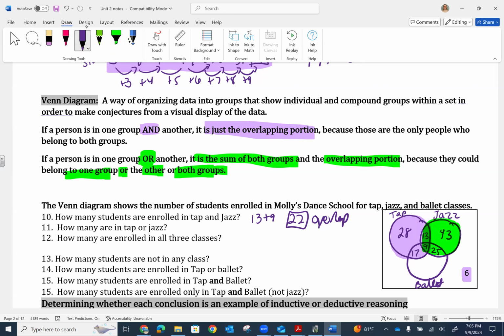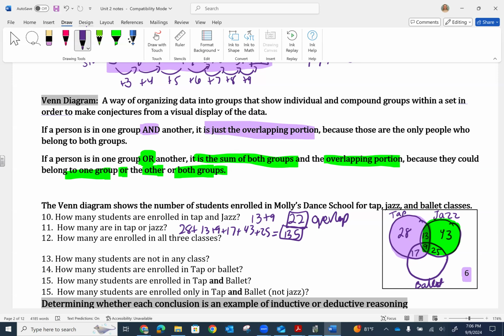And so let's talk about this. Tap or jazz means you could be in tap. Okay. You could be in jazz or you could be in both. And so that would be all the numbers here, like 28 and 13 and 9 and 17 and 43 and 25. And that total, I believe, is 135. So or means one or the other or both. Okay. All right.